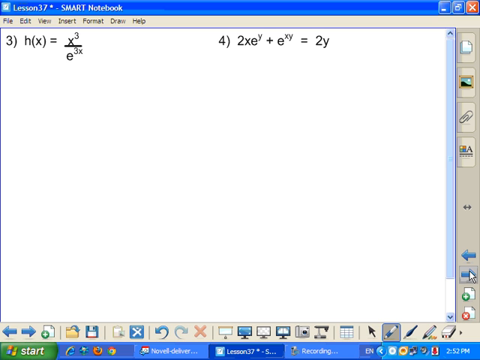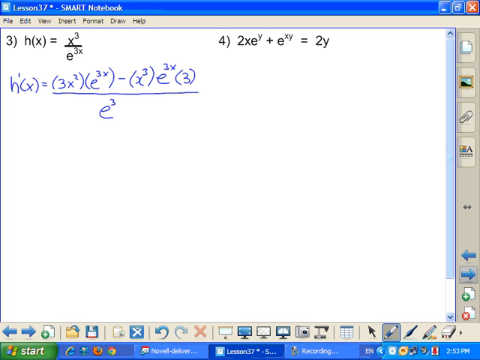What happens if we have quotient rule? Not a whole lot changes, except we now have new rules for dealing with derivatives of exponentials. So h prime of x, quotient rule says take the derivative of the numerator. So we would have 3x squared multiplied by the denominator, minus the numerator multiplied by the derivative of the denominator, which is itself multiplied by the derivative of its exponent, which would be 3. That's all divided by our denominator squared. So e to the 3x, squared.